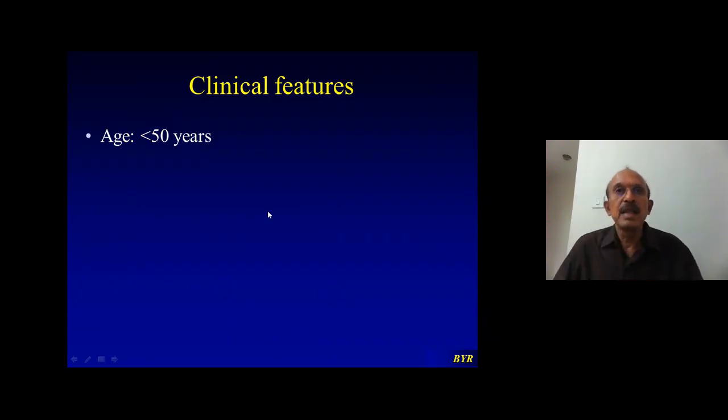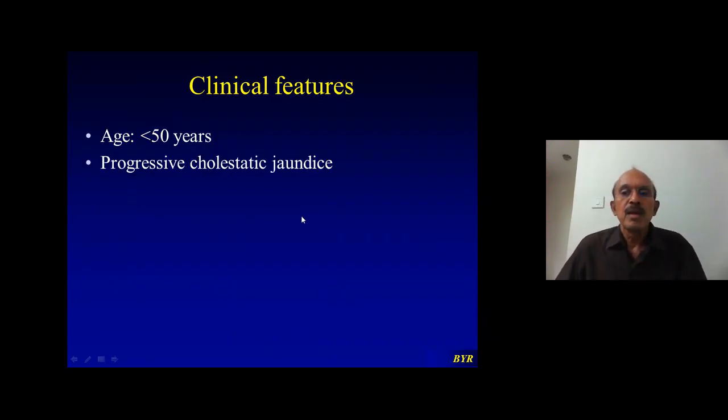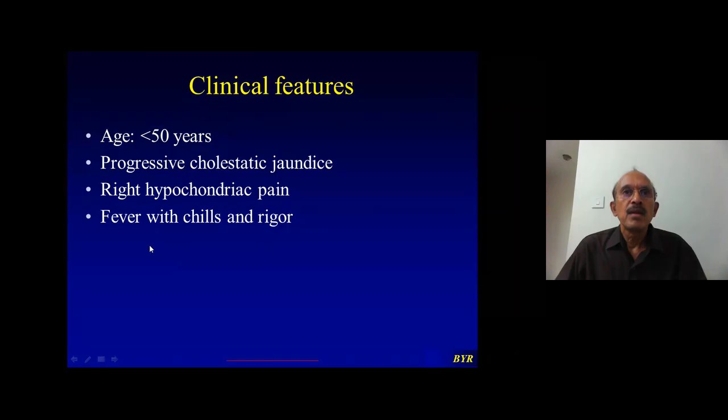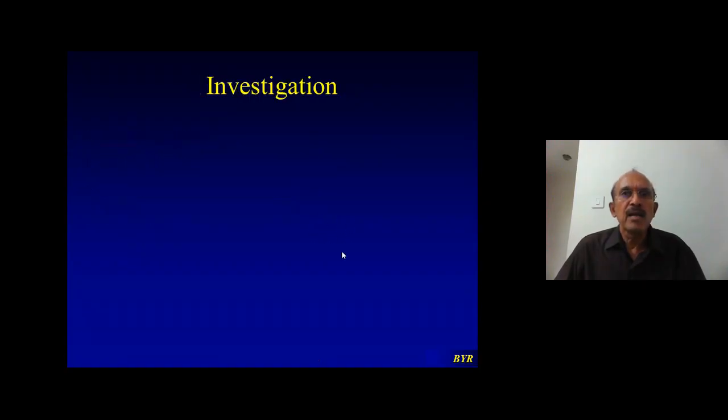Clinical features: age less than 50 years. There is progressive cholestatic jaundice with right hypochondriac pain, fever with chills and rigor because there is cholangitis. So the symptoms of primary cholangitis are the same as the secondary cholangitis. There is Charcot's triad. If you don't find the cause, you call it primary. If you find the cause like worms or stone, then it is secondary.